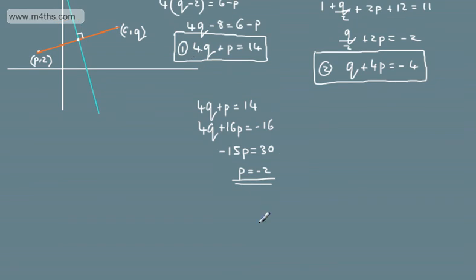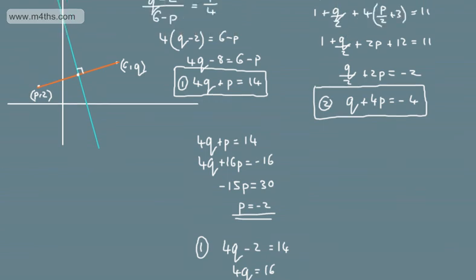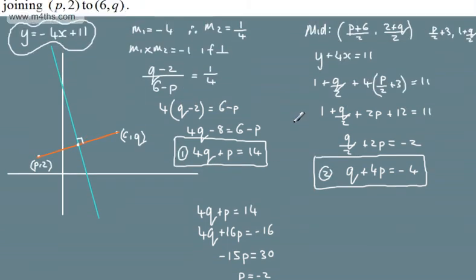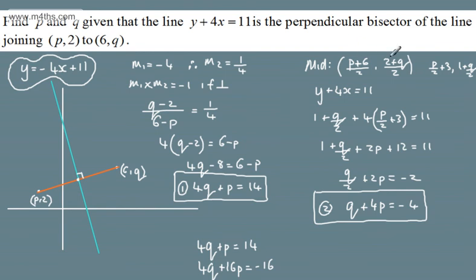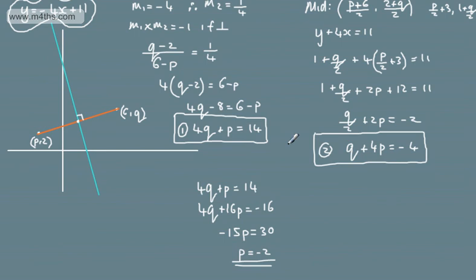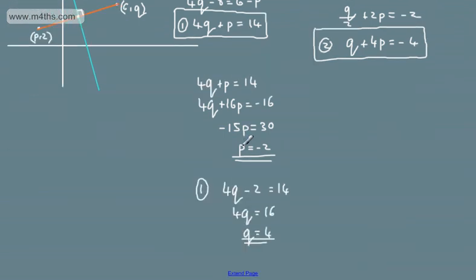To find the value of q, I'm going to sub it back into equation 1. So we've got 4q minus p, which is 2. So we've got 4q minus 2 is going to be equal to 14. We've got 4q is equal to 16. And now dividing both sides by 4, q is 4. So our final answer, p is minus 2 and q is 4. And that's one of the many different approaches you could take. I think looking back, it probably would have been easier to sub in these values, but either way round, we have our two equations in p and q, and we go ahead and solve.